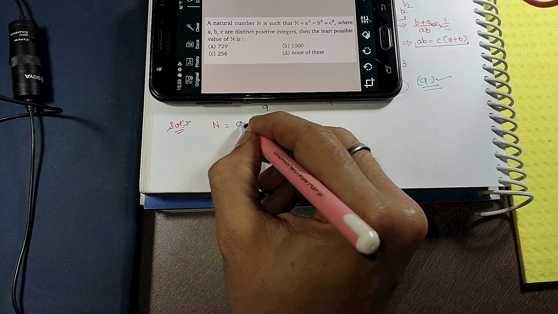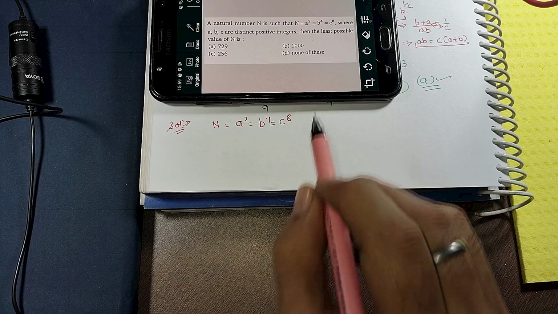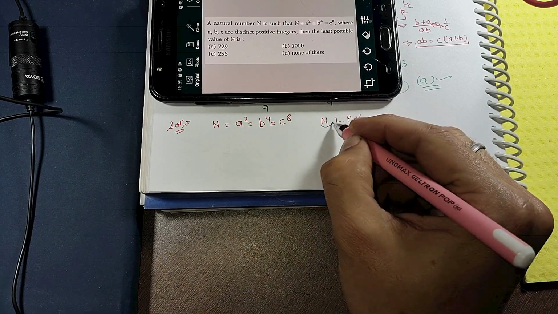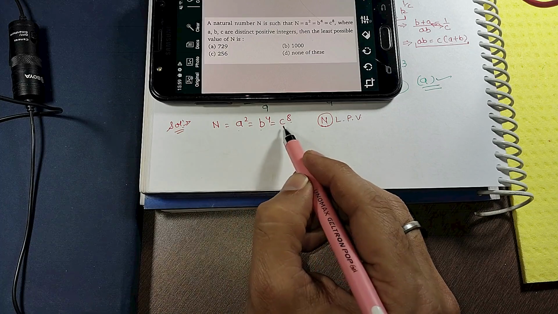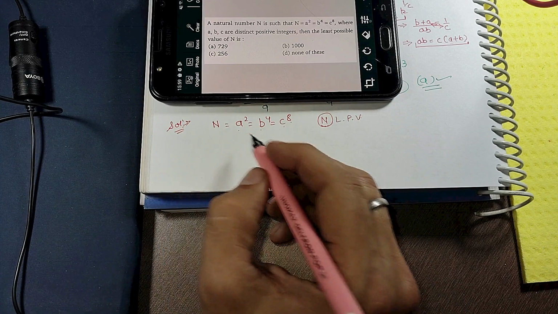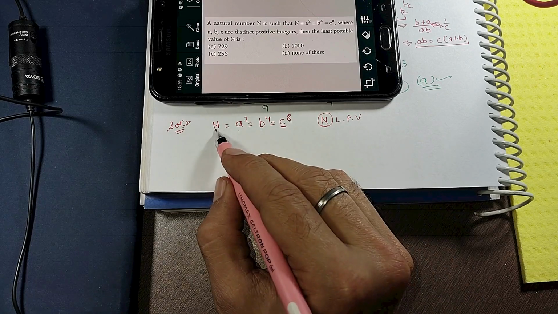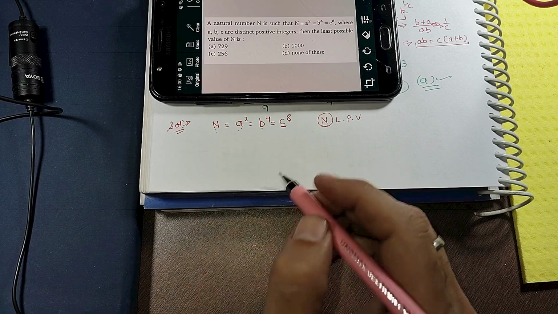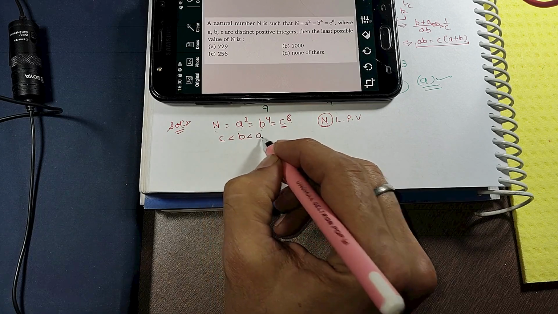Now n is equal to a square, which is equal to b raised to power 4, which is equal to c raised to power 8. We need to find the least possible value of n. We know that these are distinct positive integers. So c will have the smallest value, because c raised to power 8 is equal to n, b raised to power 4 is equal to n, and a square is equal to n. So I can say that c is less than b is less than a.